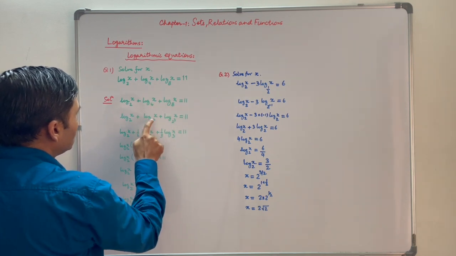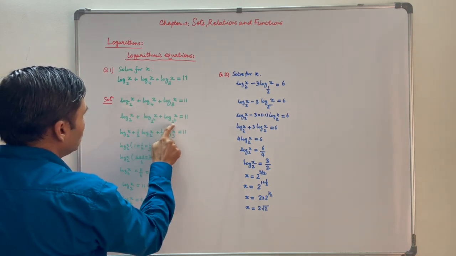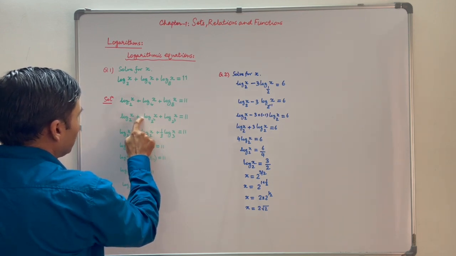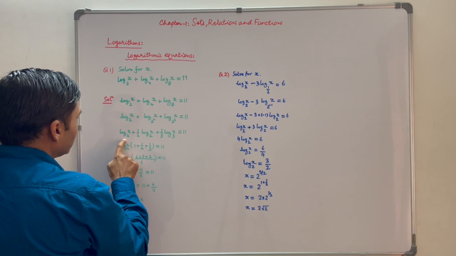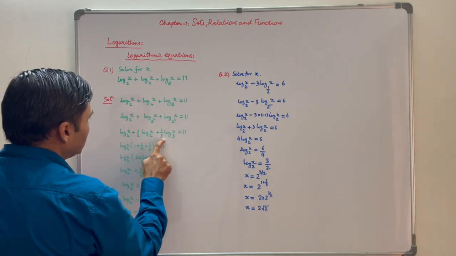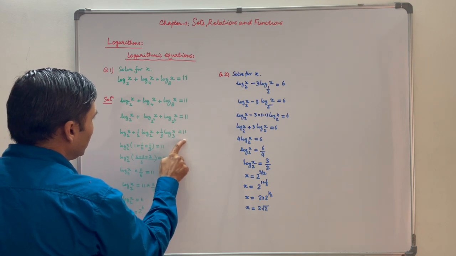4 can be written as 2 to power 2, 8 can be written as 2 to power 3. So we can shift this power here as reciprocal of power. So it will be log x to the base 2 plus 1 by 2 log x to the base 2 plus 1 by 3 log x to the base 2 is equal to 11.